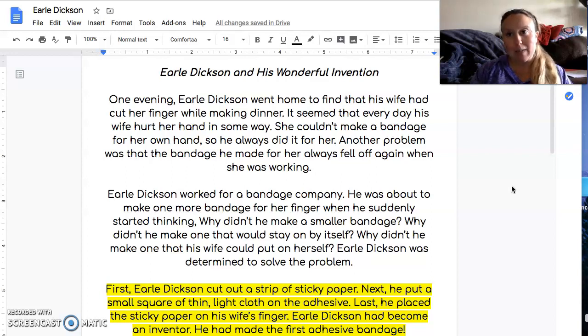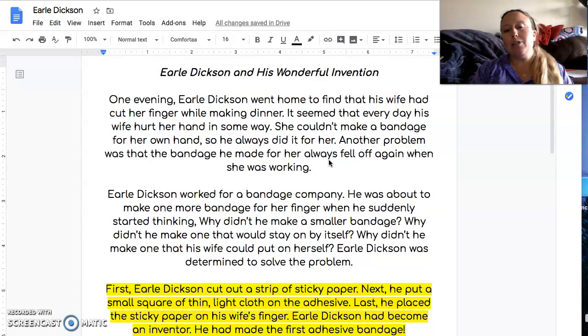So today I decided to make a video about using this same style, and we can just pretend that Mrs. Smith is sitting at the back of the room on the counter, and you guys are all in your seats, and you have your knees and your shoulders facing me in 3, 2, 1, ready. Okay. So today we're going to be reading the story on the screen in front of me. This is called Earle Dickson and His Wonderful Invention. And I'm very curious if you can guess at the end what invention he actually created.